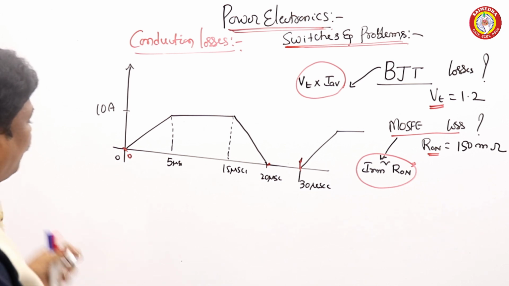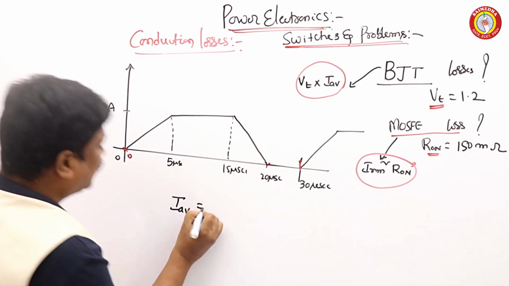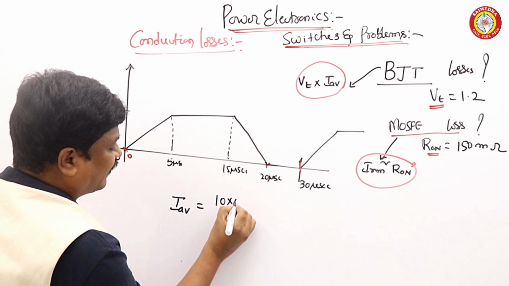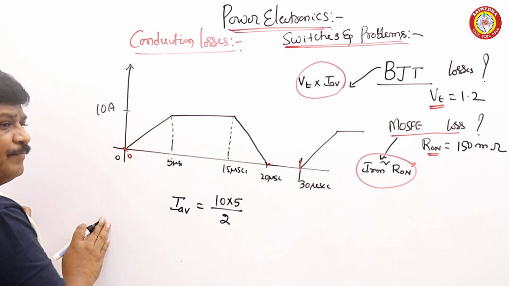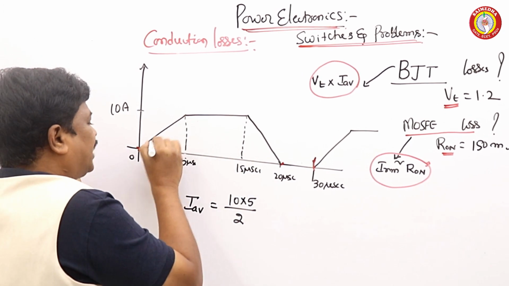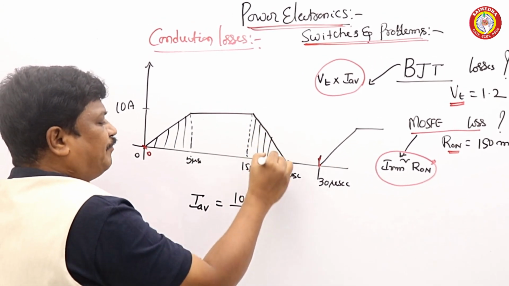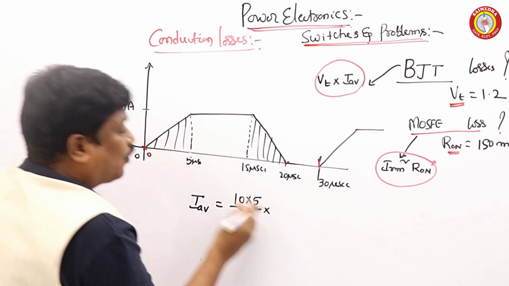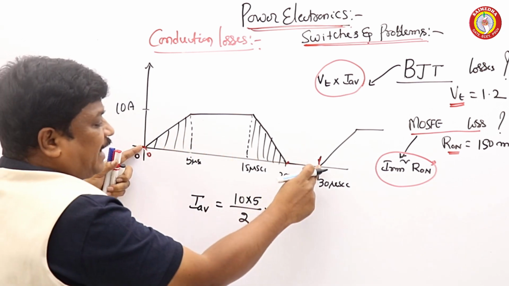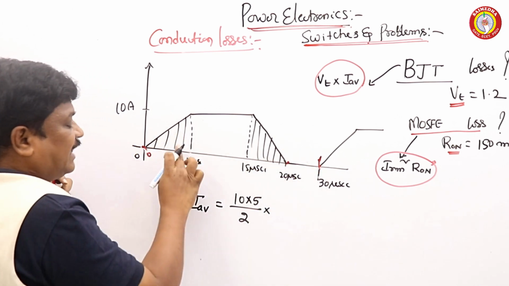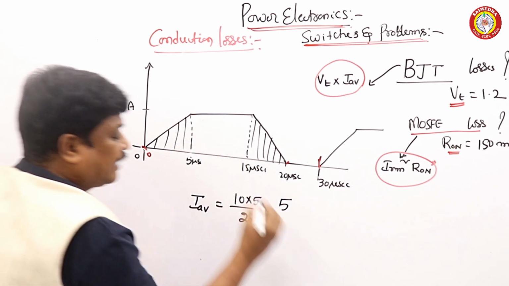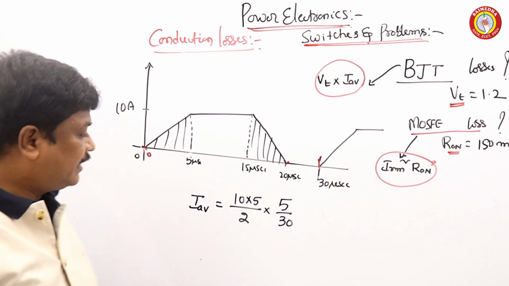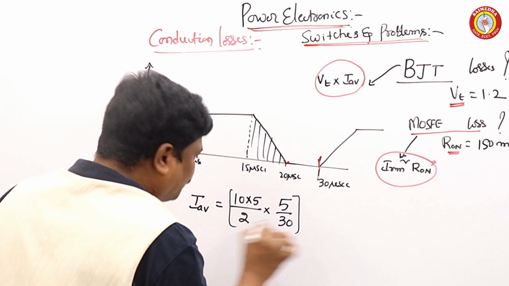So, how to calculate the average value for this one? If you see 0 to 5, what is your area? 10 into 5 divided by 2, half of the area is only available. This portion and this portion are the same. Hence, of course, you can calculate for this one. What is the area covered actually? Divided by 30 periodicity. You are maintaining only this signal, so 5 divided by 30. Is it clear, all of you? 5 divided by 30. You can multiply this waveform by 2.